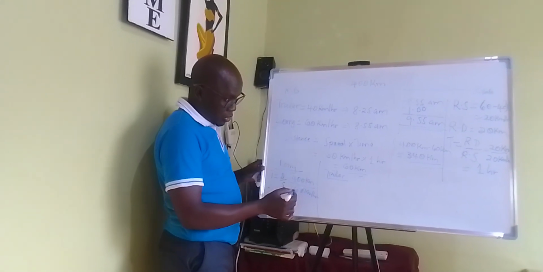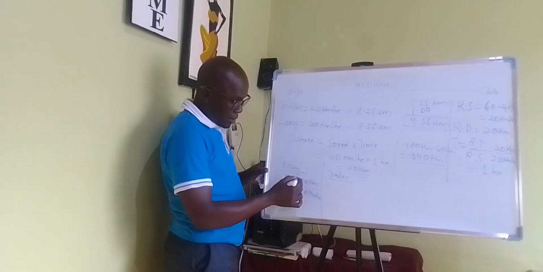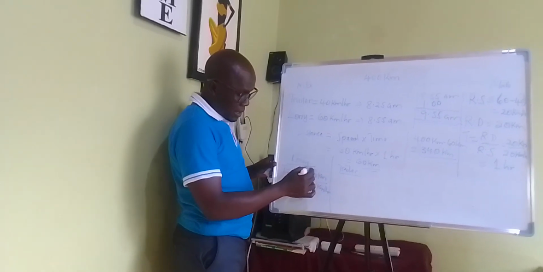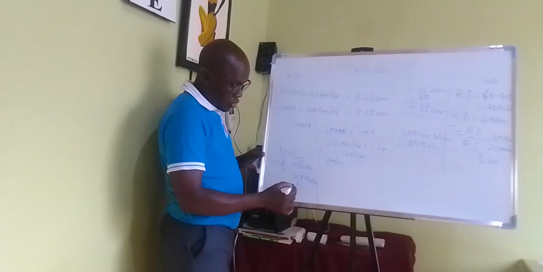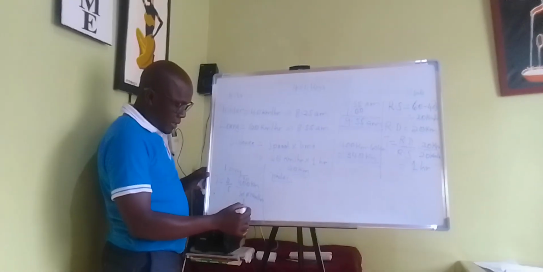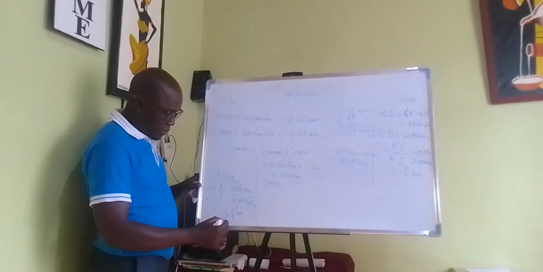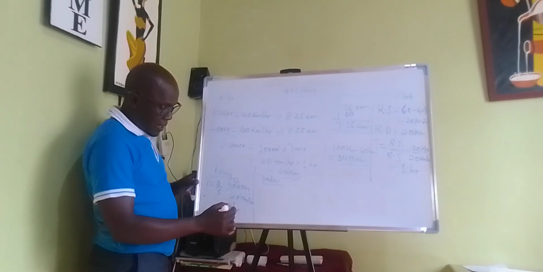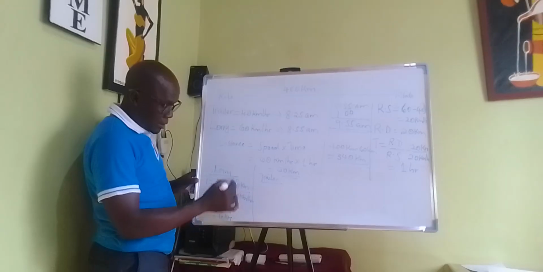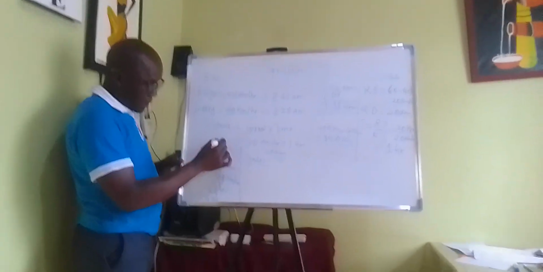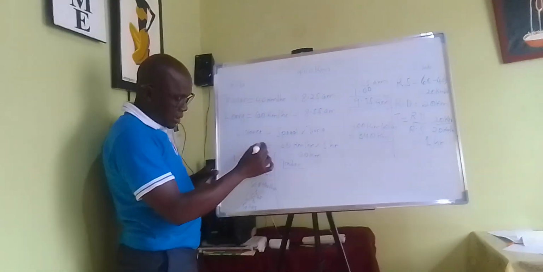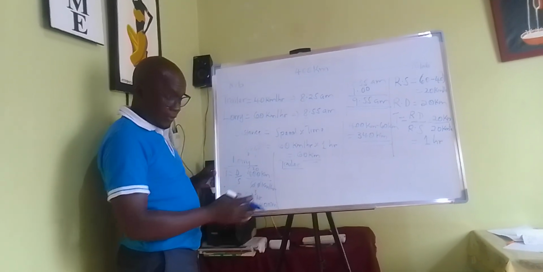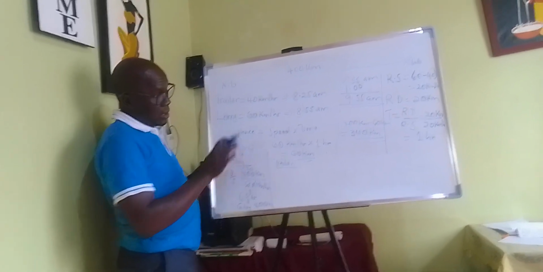400 over 60. 6 goes into 40 six times, giving us 36. Remainder 4 over 6, which is 6 hours and 2/3 of an hour. 2/3 of an hour, that is 2 over 3 times 60, which is 40 minutes. So the lorry took 6 hours 40 minutes to reach Kitale.